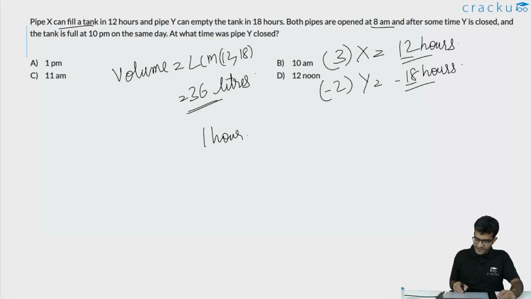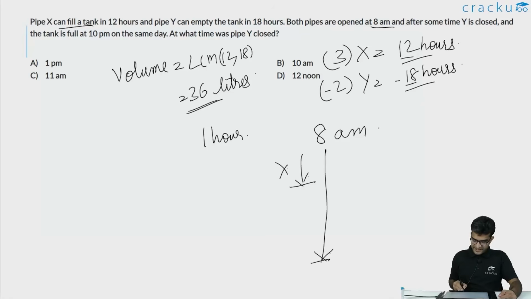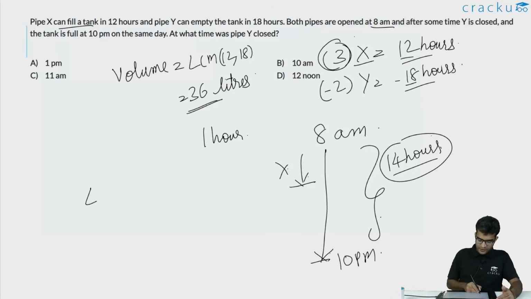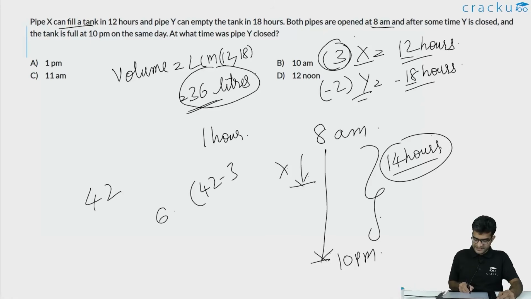We are told that both the pipes are opened at 8 am, and after some time pipe Y is closed and the entire tank is filled at 10 pm. So the total time that has elapsed is 14 hours. So X is open for 14 hours and the total amount that it has filled in this 14 hours will be 3 into 14, which is 42 liters. The volume of the tank is 36 liters. So the amount that is emptied by Y is 6 liters, which is equal to 42 minus 36.